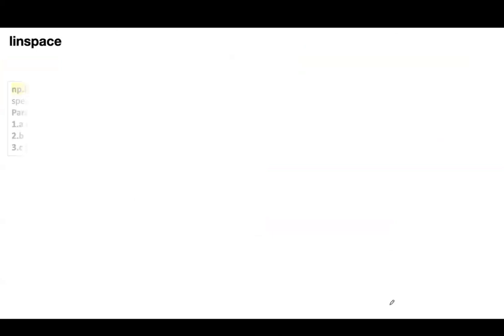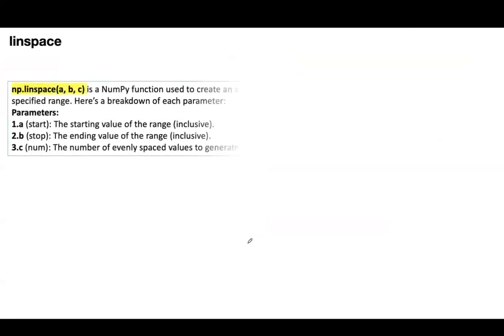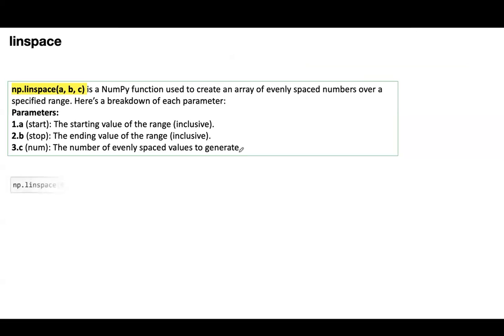What is linspace? linspace is a numpy function used to create an array of evenly spaced numbers over a specified range. With np.linspace, you can pass in 3 parameters. The first parameter is the starting value. It is inclusive. It means that it is going to be included. The second parameter is the stopping point. And finally, you have the third parameter, which is the number of evenly spaced values to be generated.